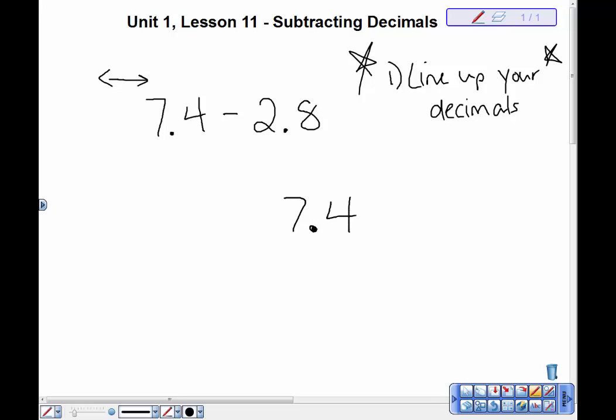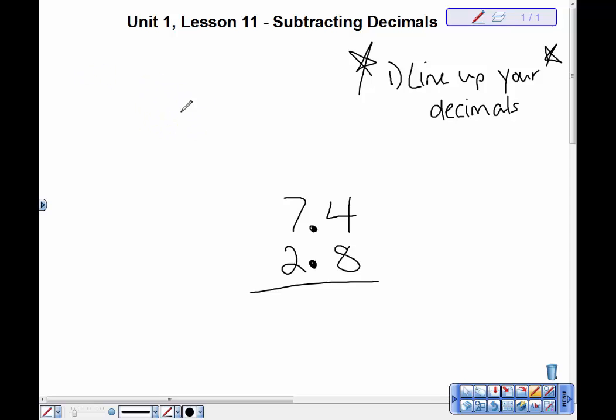7.4. And then I like to put the decimal point down in the second number first and then fill in the digits. That way I can know that my decimals are lined up and all of my places are lined up properly as well. So now I see that my tenths place is lined up nicely. And I can also see that my ones place is lined up nicely.